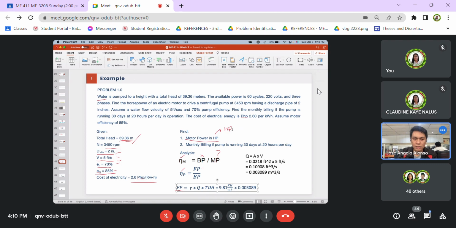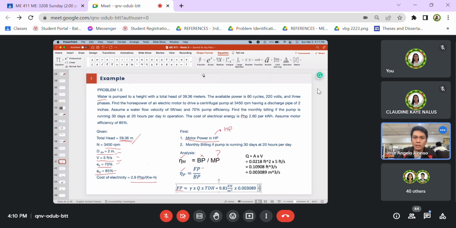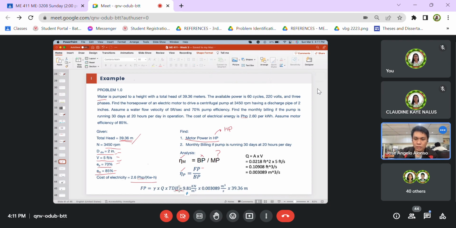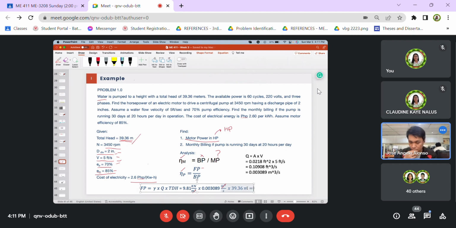So let's substitute it in this equation. Volume flow rate is equivalent to 0.003089 cubic meter per second. Multiply by the total head, which is 39.36 meter. So let's cancel this unit, cubic meter, leaving us with kilonewton meter per second, which is equivalent to fluid power of 1.1927 kilonewton meter per second, equivalent to kilojoules per second, which is equivalent to kilowatts. So the fluid power is 1.1926 kilowatts.